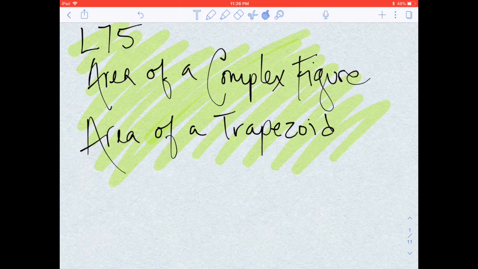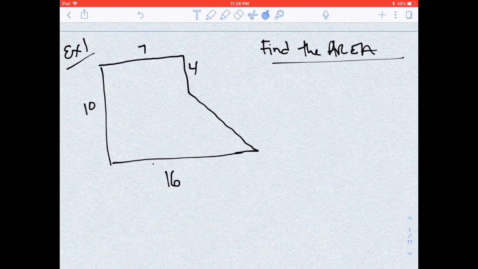All right, this is lesson 75, area of a complex figure and area of a trapezoid. Okay, so a complex figure is something wonky that looks like this. And for our first example, it's asking us to find the area. There's not going to be a specific formula that works for this because there's two shapes put together. And you could probably see that there is a rectangle hiding out with a triangle here, right?